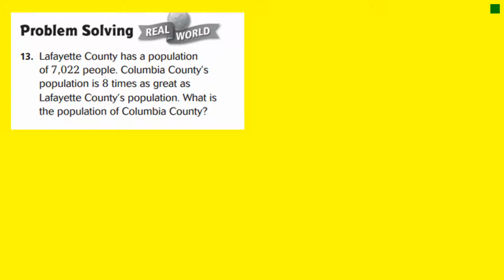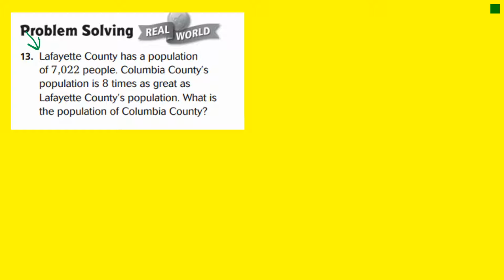Okay, let's go down to problem solving. I'm going to start reading. You read along with me here, okay? Lafayette County has a population of 7,022 people. Columbia County's population is 8 times as great as Lafayette County's population. What is the population of Columbia County?